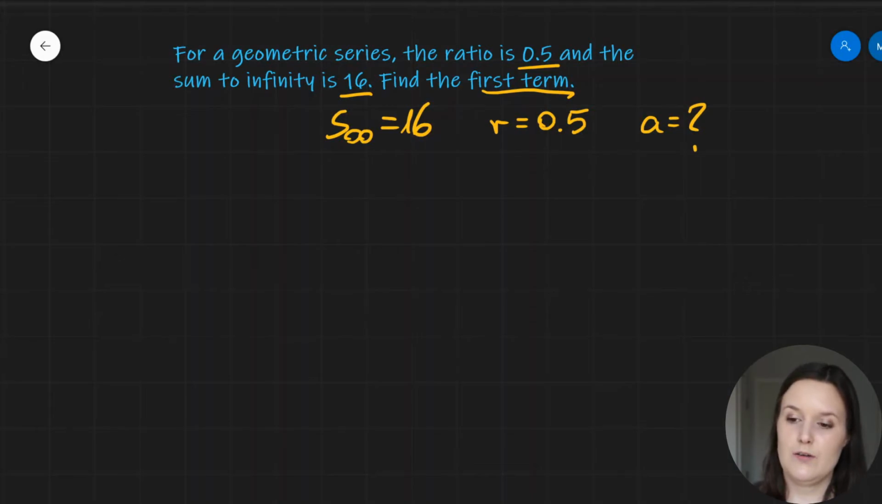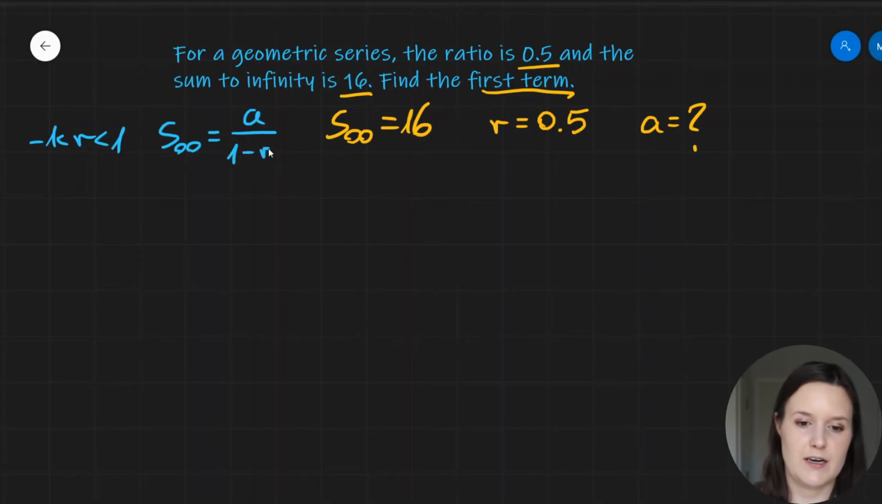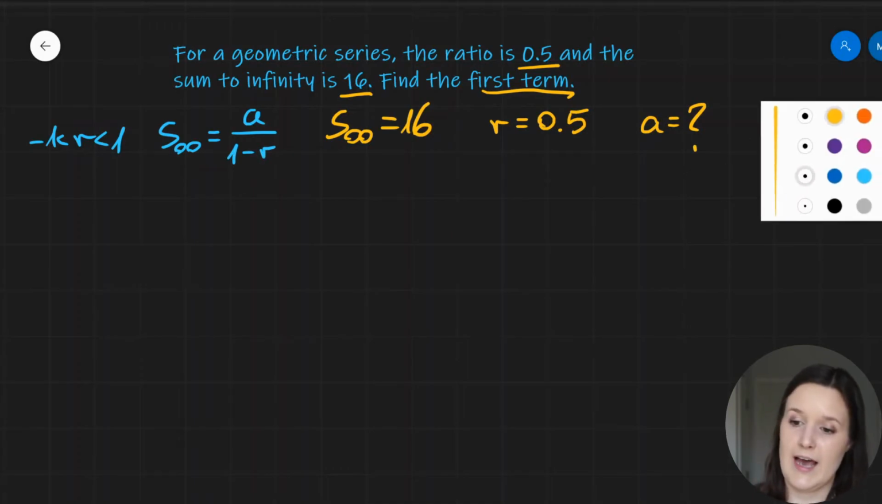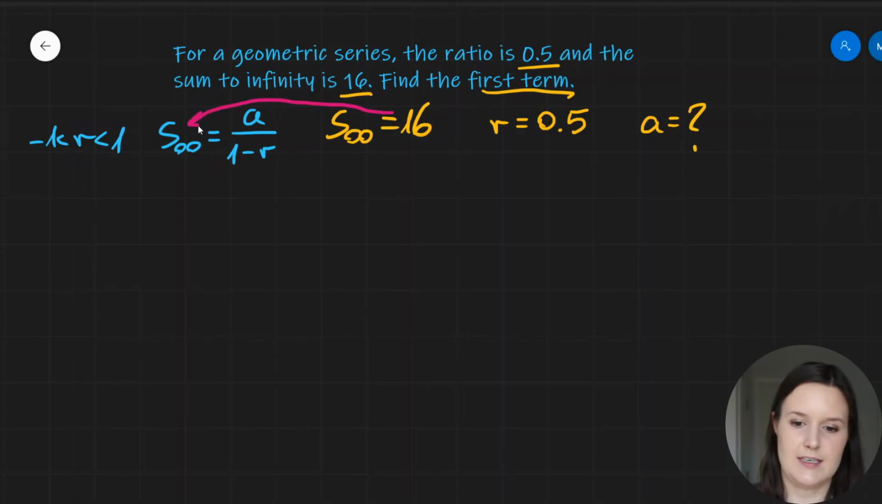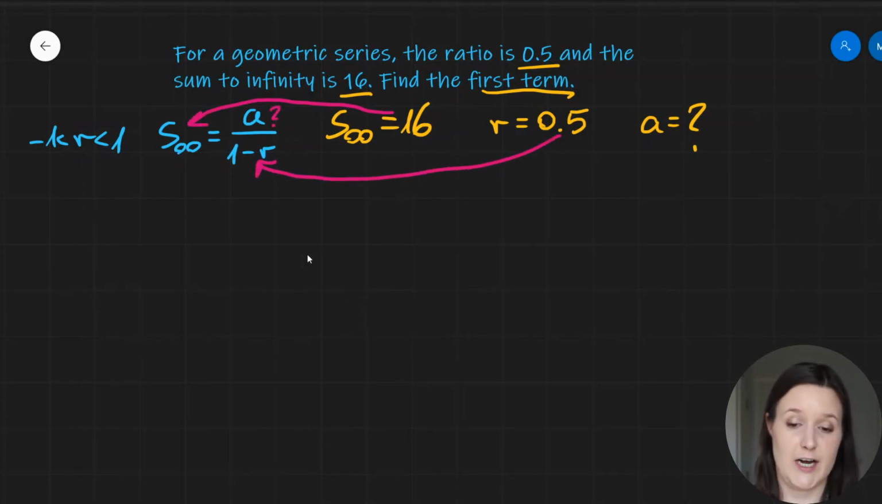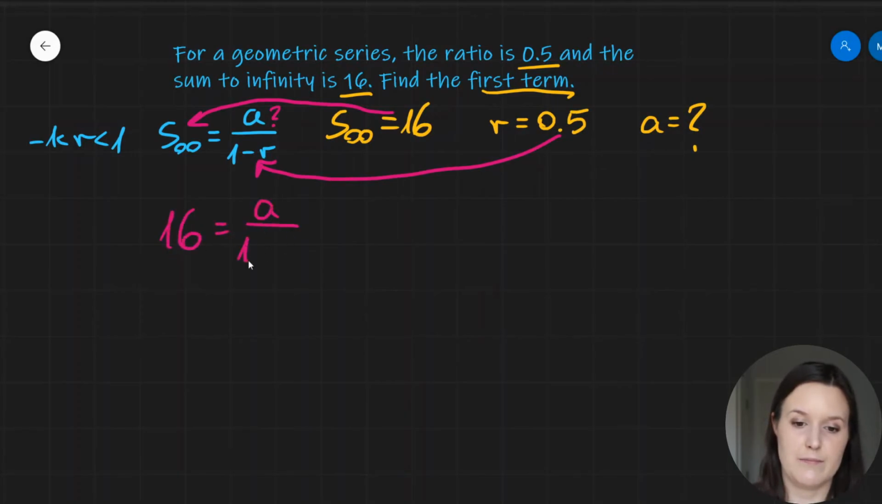And we know that the ratio is alright. The ratio is between 1 and -1, so we can use the formula. The sum to infinity is a over 1 minus r. So I just substitute everything I have into this formula. The sum to infinity is 16, r is 0.5, and I will find the first term. So 16 is equal to a over 1 minus r.